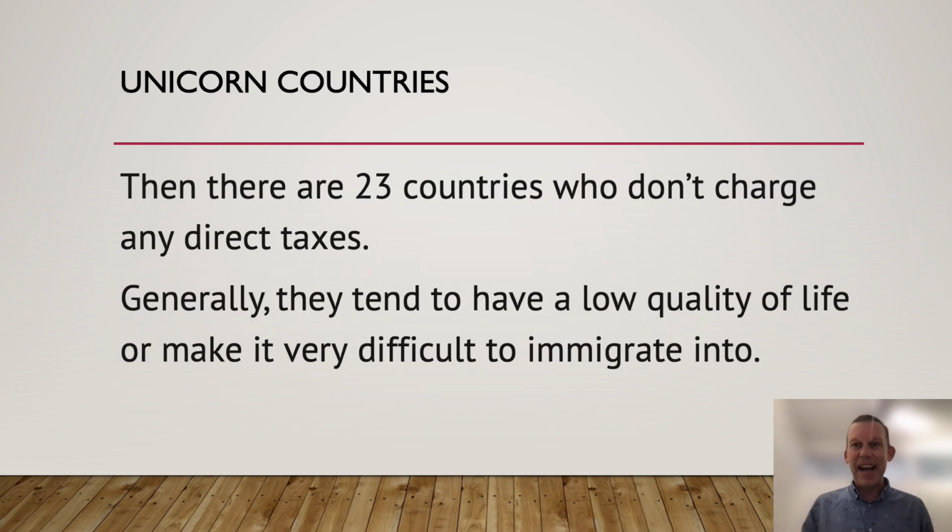There is one last system of taxation, and they are what I like to call the unicorn countries. And there are 23 of these countries that don't charge any direct taxes at all. Now, I know that sounds like a magical place that everybody would want to go live, but believe me, they are not. These are countries that have a lower quality of life, or they make it next to impossible for a person like myself to reside there.